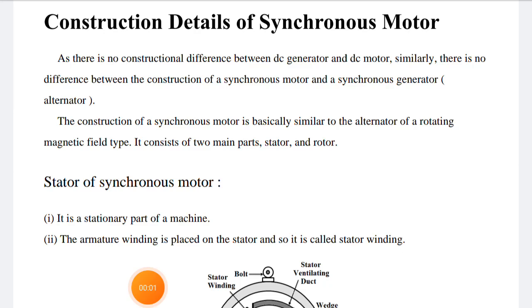First, we know about what is a motor. A motor is a machine which converts electrical energy into mechanical energy. What is a synchronous motor?